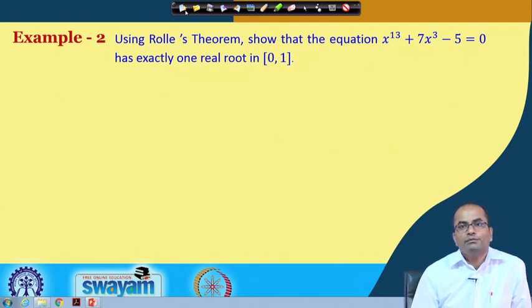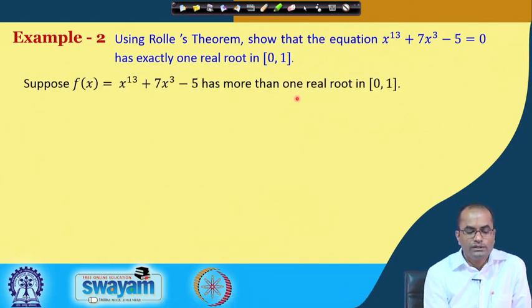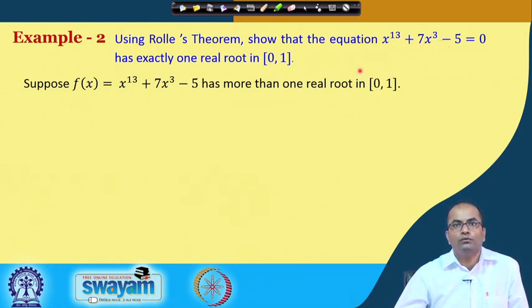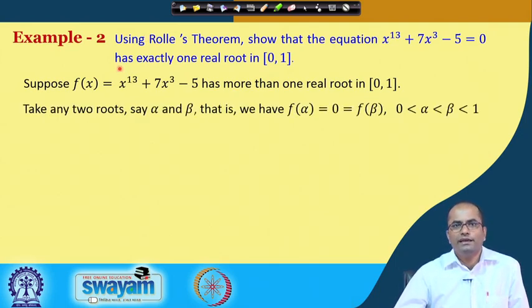So, this is another kind of application where we can use Rolle's theorem to show that this equation has exactly one real root. Suppose that this function f(x) = x^13 + 7x - 5 has more than one real root in [0, 1]. So, we assume that f(x) has more than one real root. Then we can take any two roots, let us say alpha and beta.